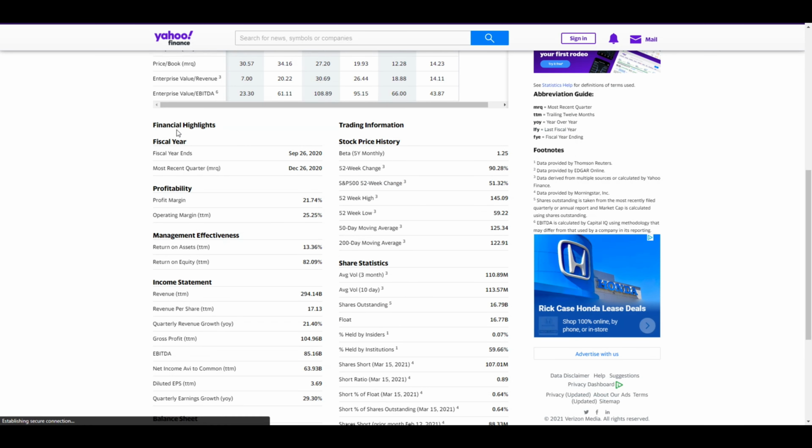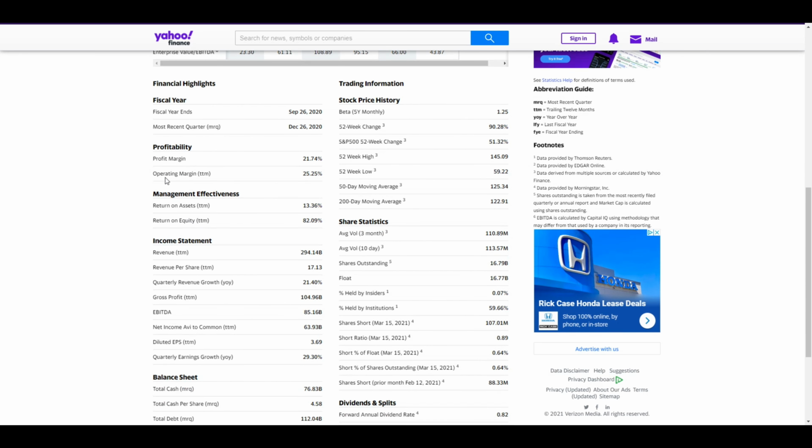So starting off with the financial highlights, here's the fiscal year end. So the fiscal year ends on September 26, 2020. So you can see that Apple's fiscal year ends in 2020 on September 26 and not December 31st. That's why it's called the fiscal year. Most companies have it on December 31st, but Apple has it on September 26. That's when their 2020 year ends.